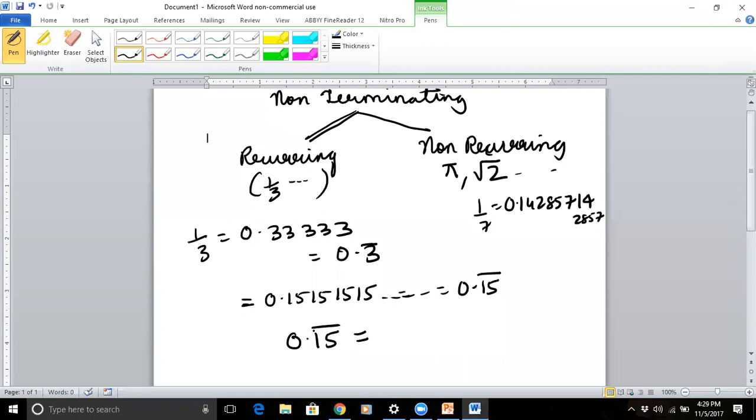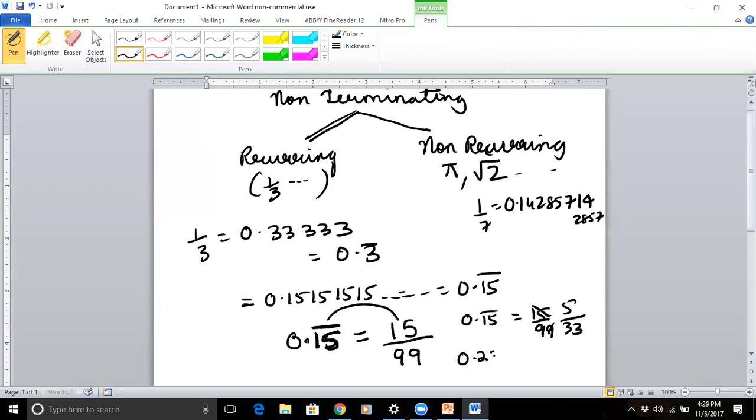The rule is, you write down the recurring number 0.15 bar, you take the digits after the decimal and place them on the numerator. On the denominator, you look at how many digits are under the bar. Here we have 2 digits under the bar, 1 and 5. For every digit under the bar, you place a 9 on the denominator. So 0.15 bar can quickly be written as 15 by 99, and simplified to the lowest form, this is 5 by 33.